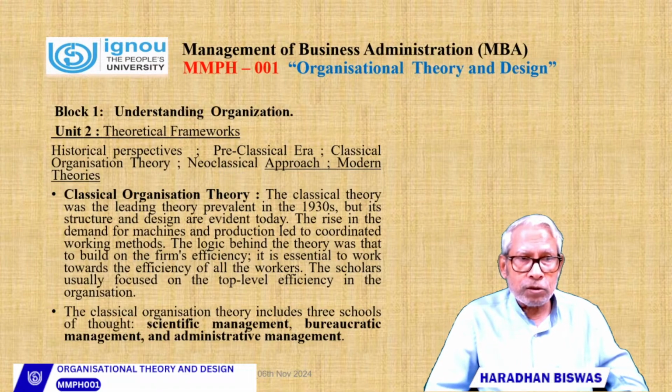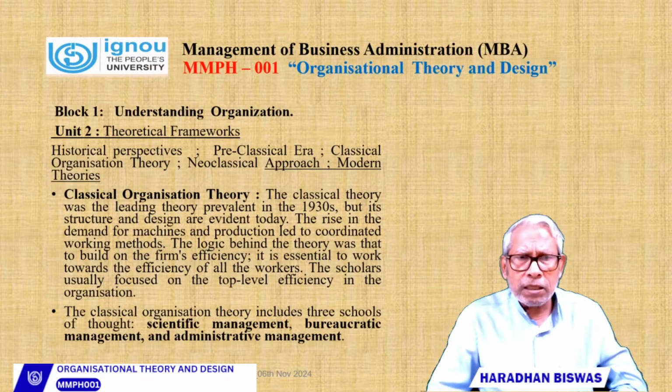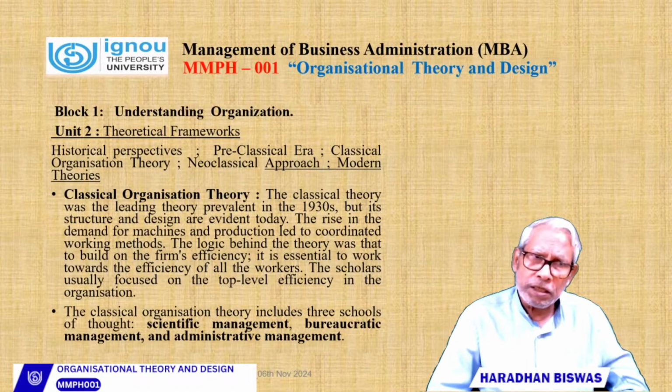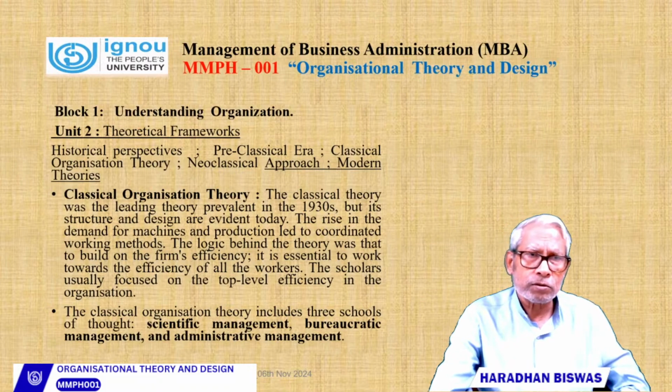So it is essential to work towards the efficiency of all the workers. These scholars usually focus on top level efficiency in the organizations, so that it should flow downward, and a company can be more efficient, and we can declare it an efficient company. The classical organization theories include three schools of thought: scientific management, bureaucratic management, and administrative management. These are the different schools giving different thoughts.